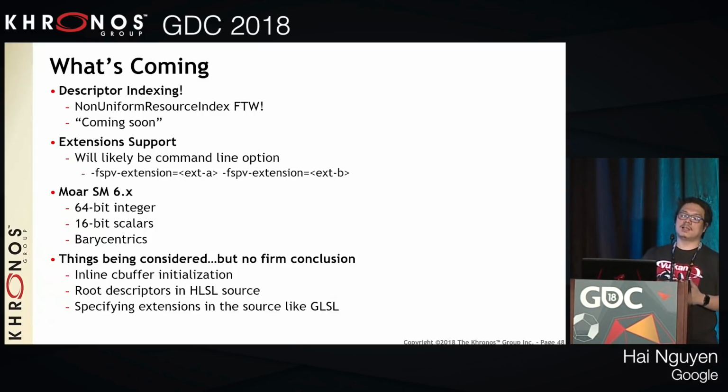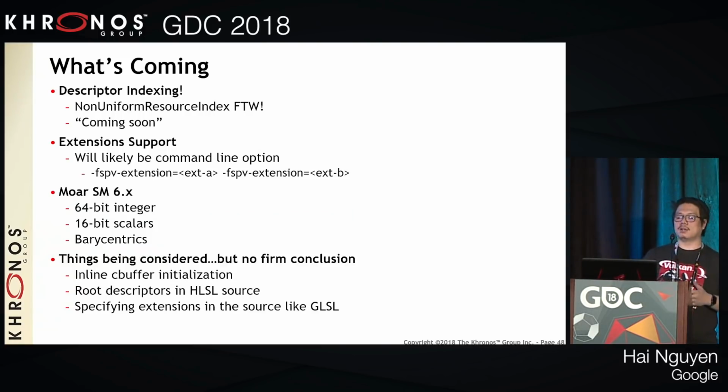Extension support into DXC will likely come as a command line option. It'll be -fspv-extension=extension A, and then the same thing, extension B, et cetera. It's to keep in conformance with the Clang format. And of course, more things for shader model 6: 64-bit integers, 16-bit scalars, barycentrics.